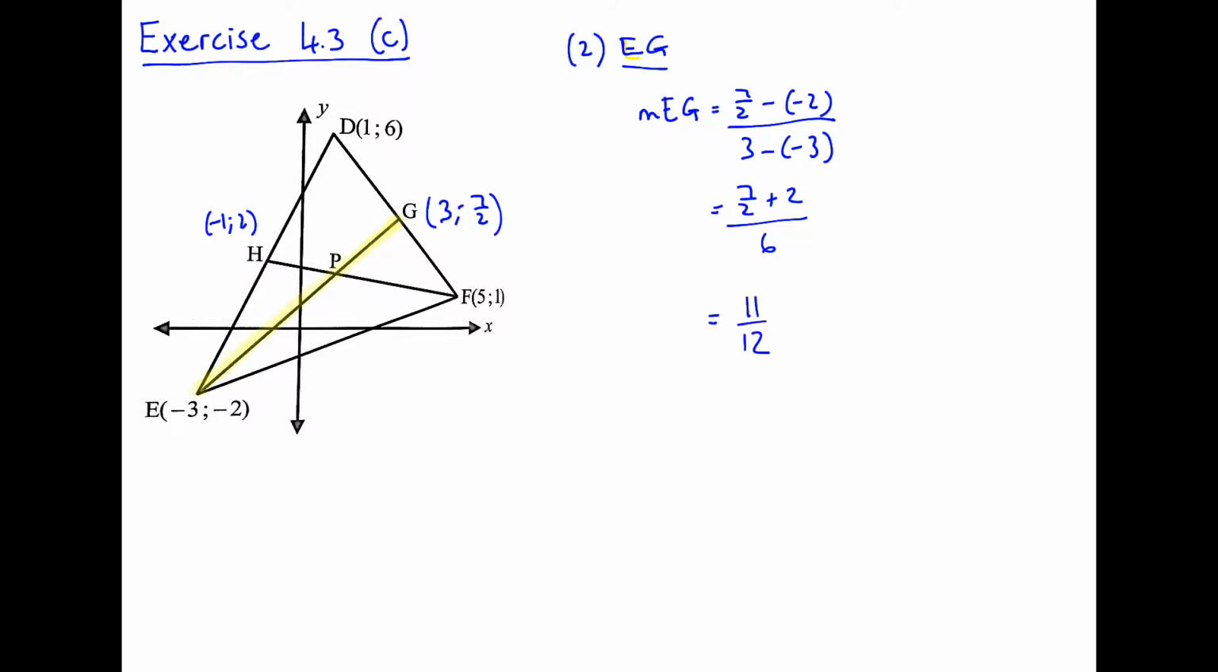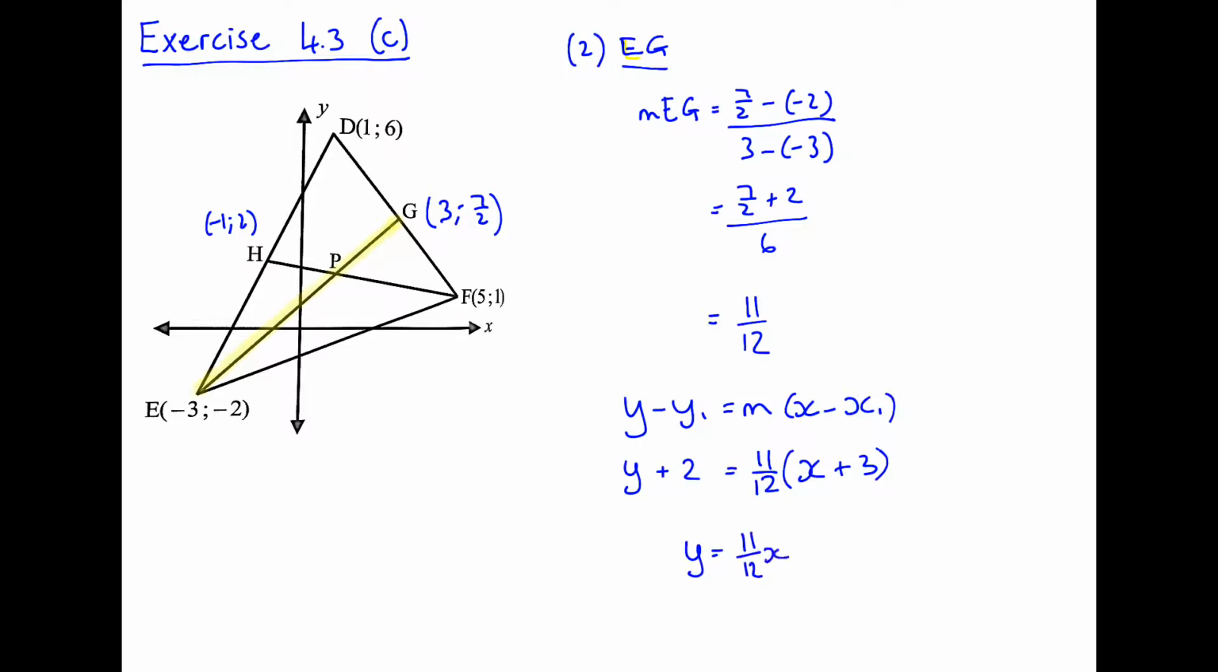Now we can determine the equation by using this formula, and we can substitute either of those two coordinates. Obviously, it's easier to substitute E because there isn't a fraction. So it'll be y plus 2 is equal to our gradient, 11 over 12, into x plus 3. Right, simplifying into standard form, 11 over 12 times x is 11 over 12x, and then 11 over 12 times 3 is 33 over 12, but then 33 over 12 minus 2 is positive 3/4. Right, so that's the equation of EG.